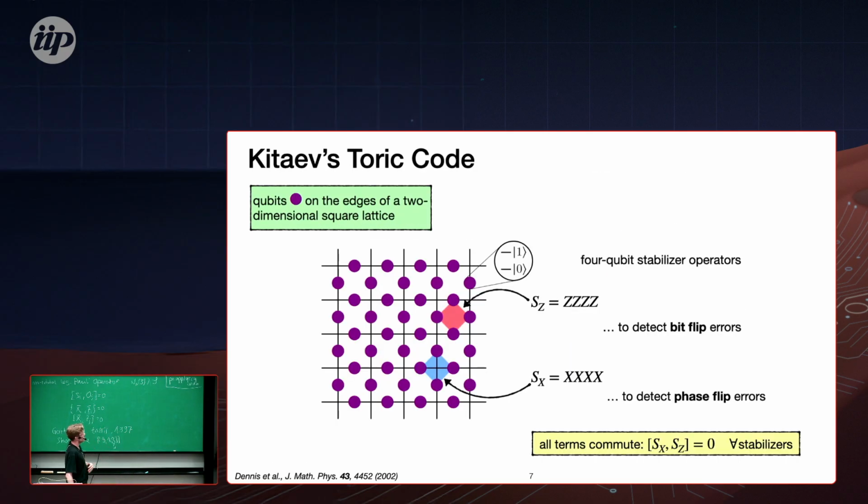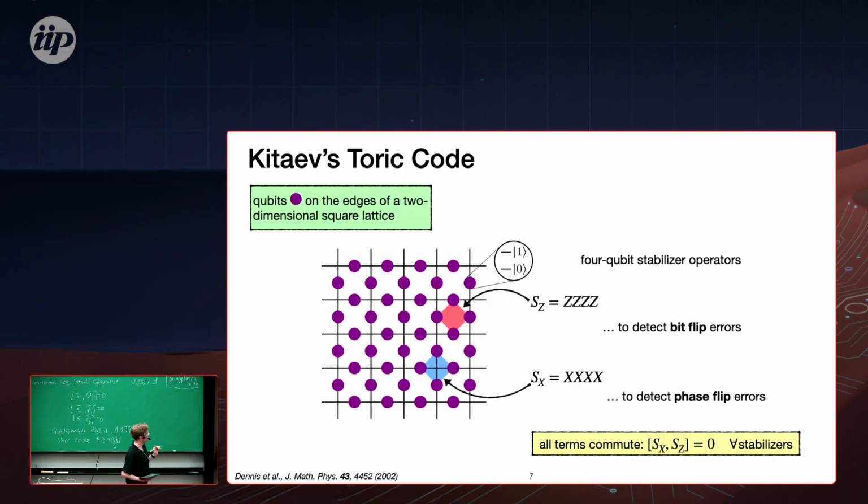This code is called Kitaev's toric code because it was discovered by Kitaev in the early 2000s. I think even 1997, the first considerations in that direction were made. And in this code, we will put qubits on the edges of a lattice. So for now, you just think that this lattice goes into both directions all the way into infinity.